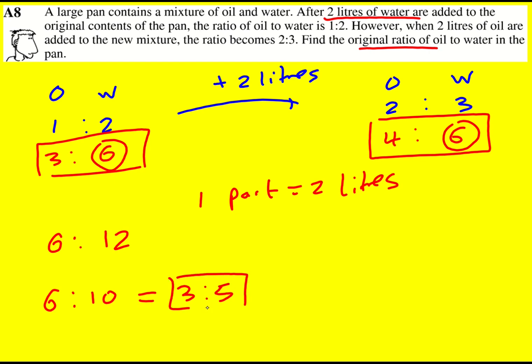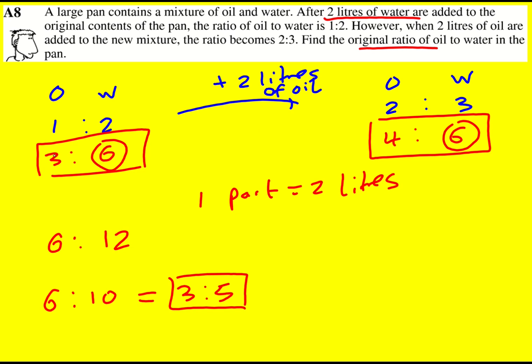That's our answer. Just going to explain that one more time. We've got 1 to 2 and 2 to 3. All that's happened in between is we've added 2 liters, I should say, of oil. So the amount of water stayed the same. Therefore, I've multiplied to make them the same here, 6 parts for each.